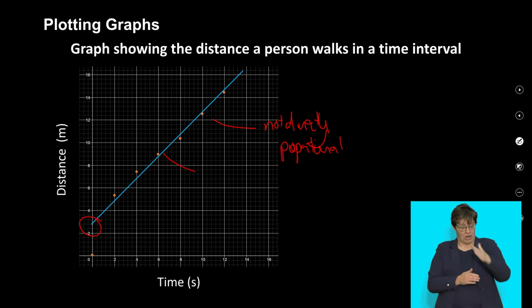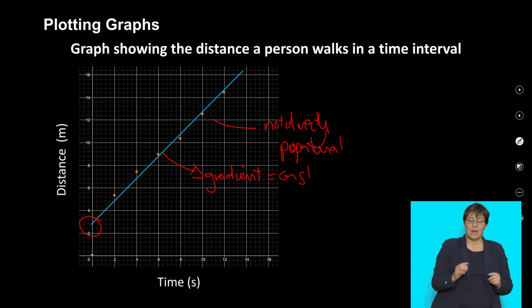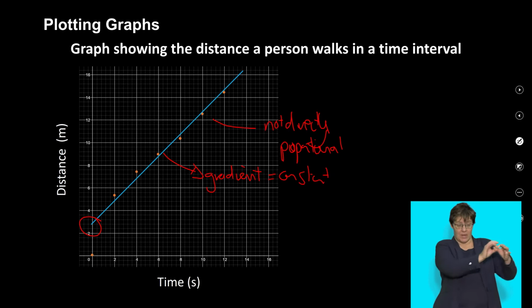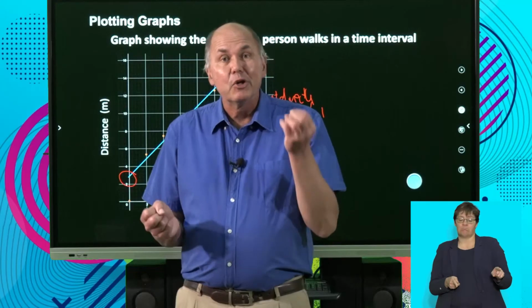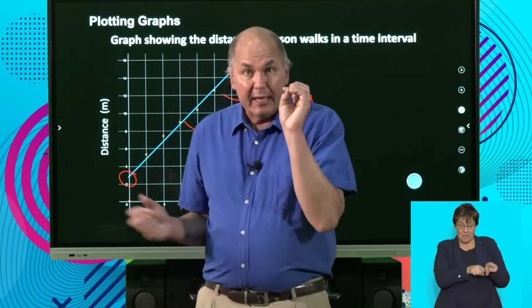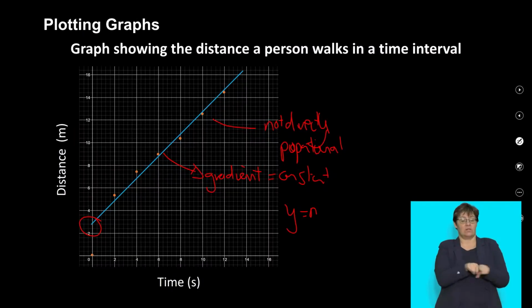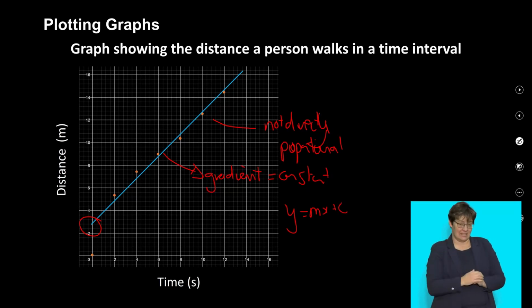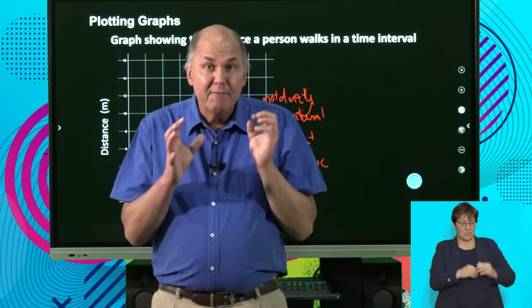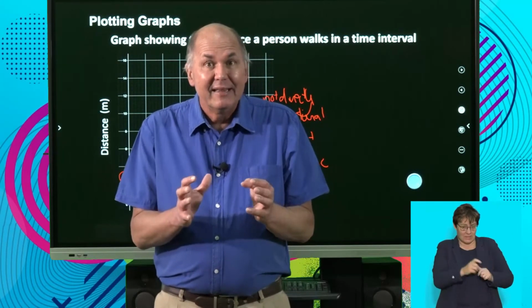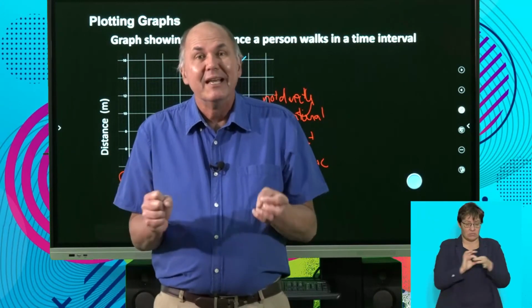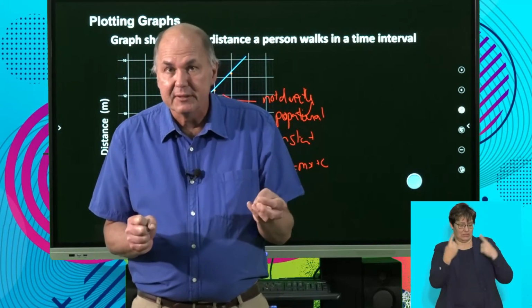The gradient is constant, equal to a number, but it doesn't mean that if you double the one, you're going to double the other, because in this type of graph the equation is related to the full equation of y equals mx plus c, and the c factor stops it being totally proportional. So that's very important for you to understand: when we've got these sort of relationships, the equations are going to look a little different.